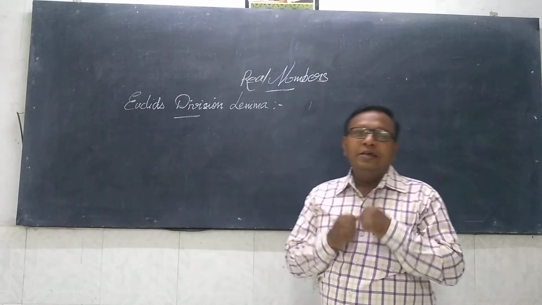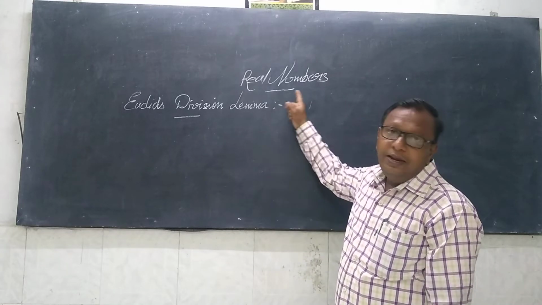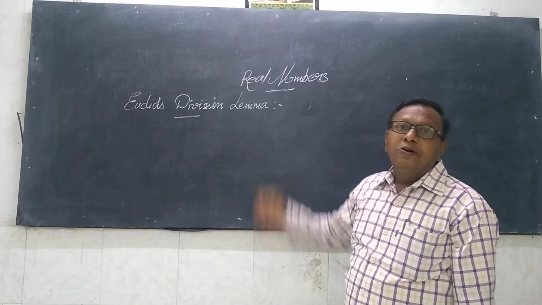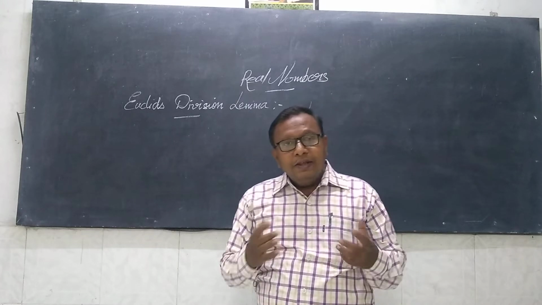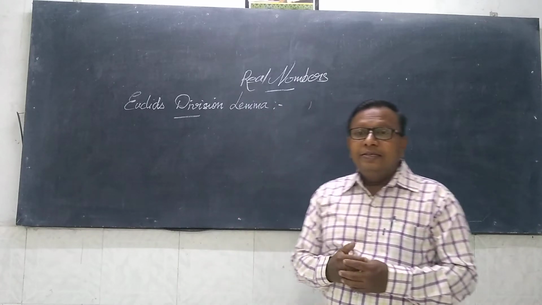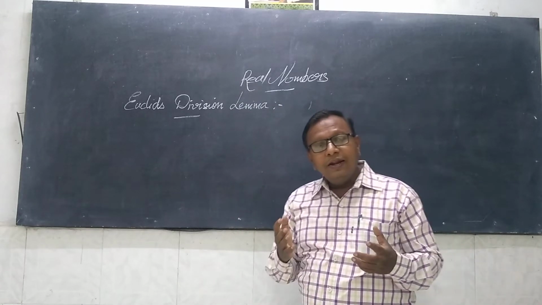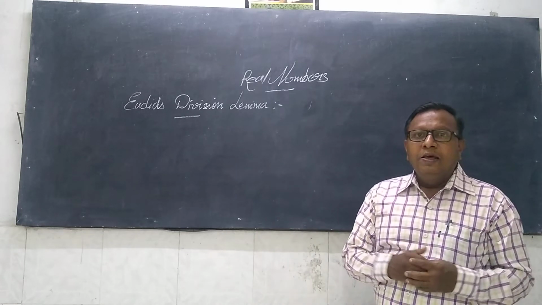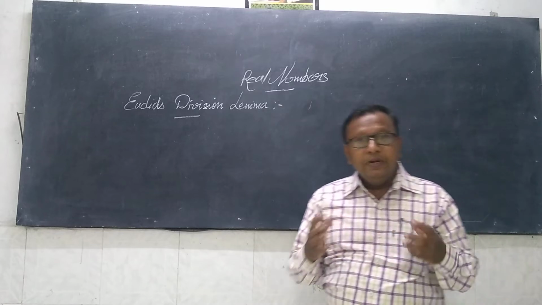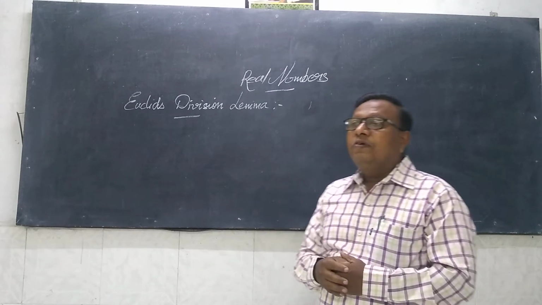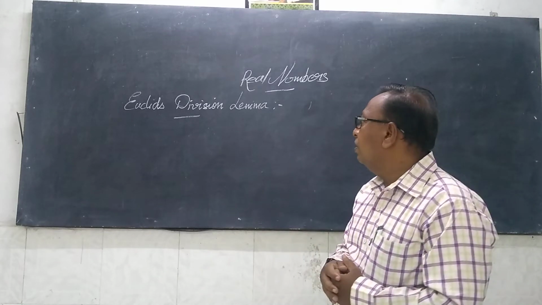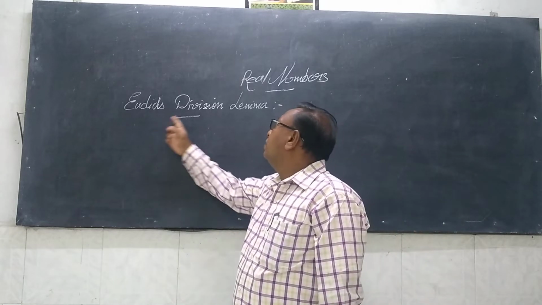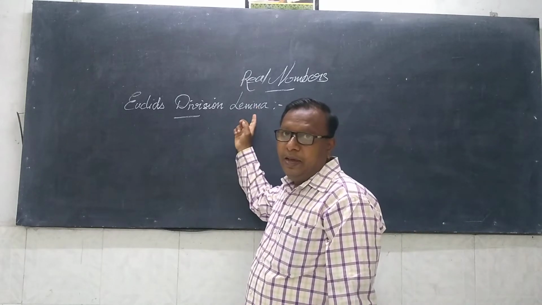In this session we shall try to learn something about real numbers. To begin with, real numbers are the union of irrational and rational numbers. Now in this chapter we have different topics. First of all, we should concentrate on what we call Euclid's division lemma.